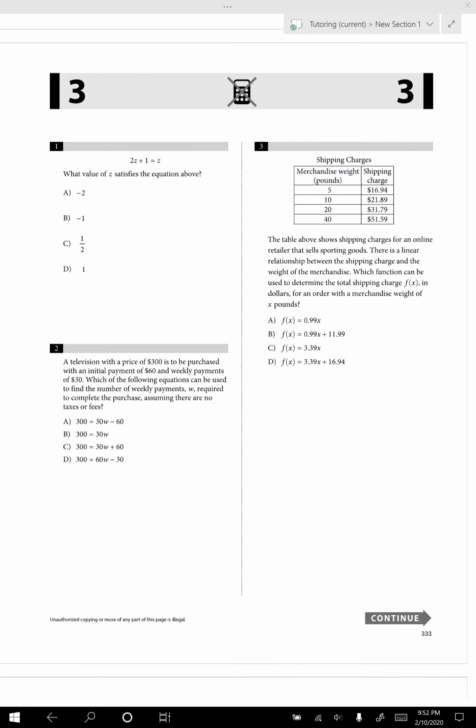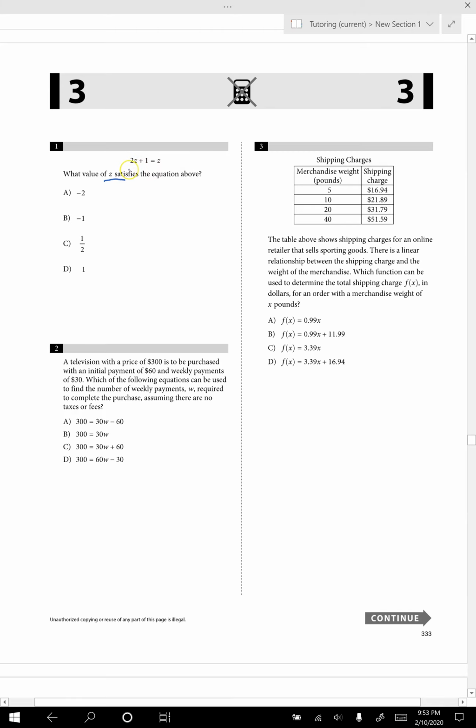Okay, let's take a look at section 3 of test 10. Number 1, what value of z satisfies the equation above? So they're asking us to solve for one variable. This is early in the section. It's going to be pretty straightforward.